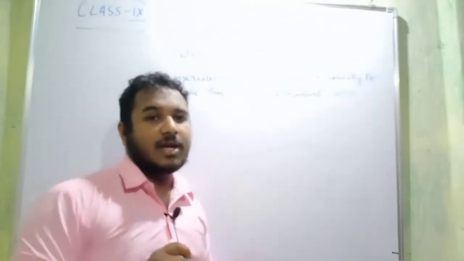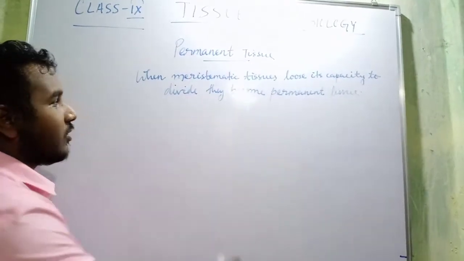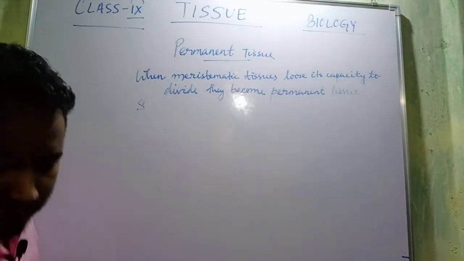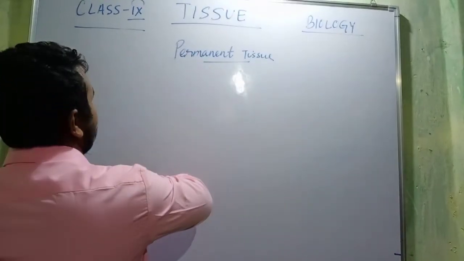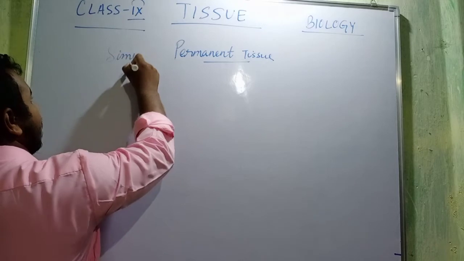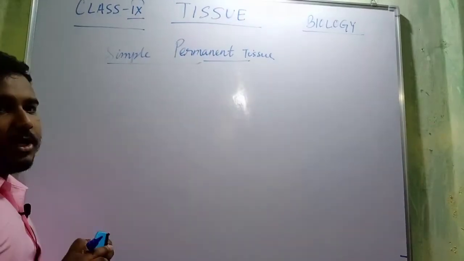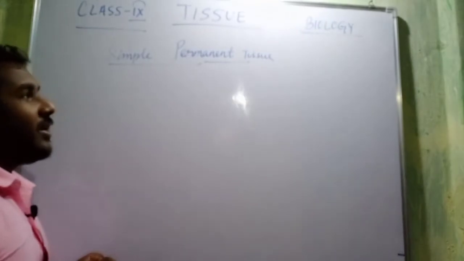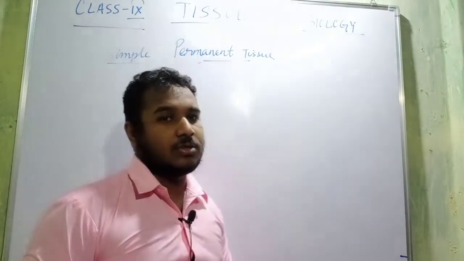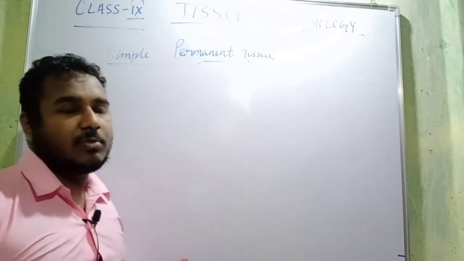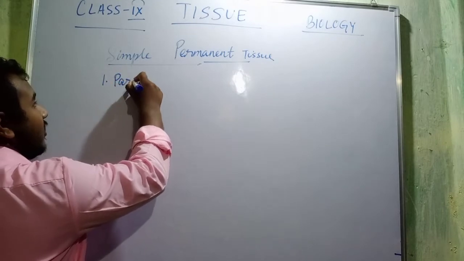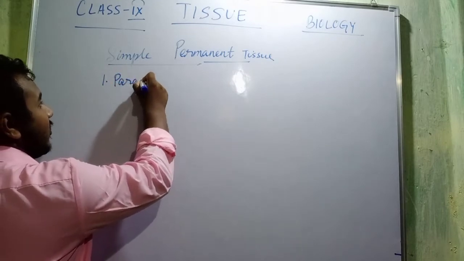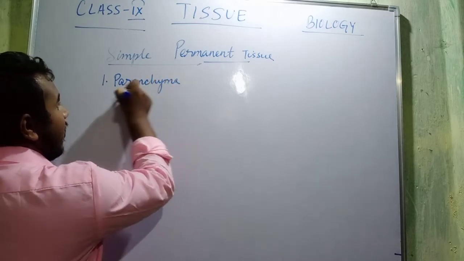Now it is of two types, simple permanent and complex permanent. First we will talk about simple permanent tissue. In simple permanent tissue, we have three types of tissues. The names may sound strange because you are hearing them for the first time. First is parenchyma, then collenchyma, and third is sclerenchyma. So first we will discuss parenchyma.